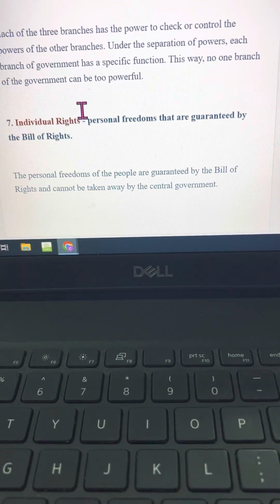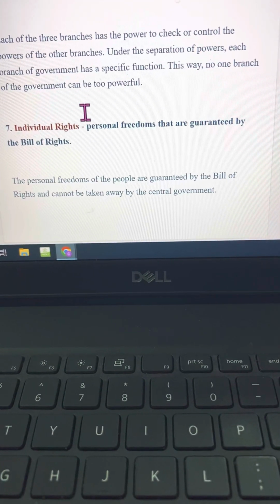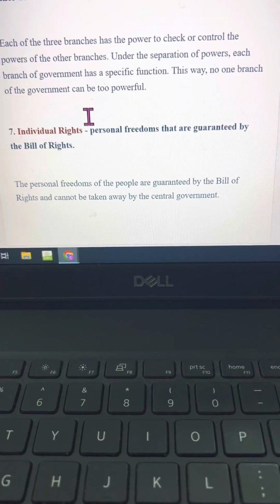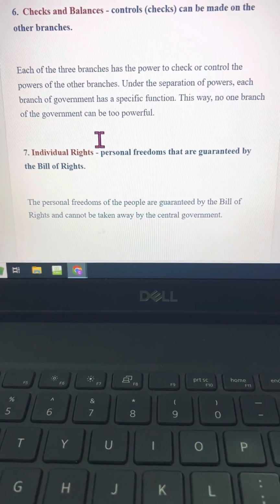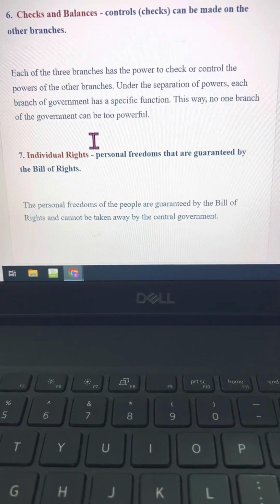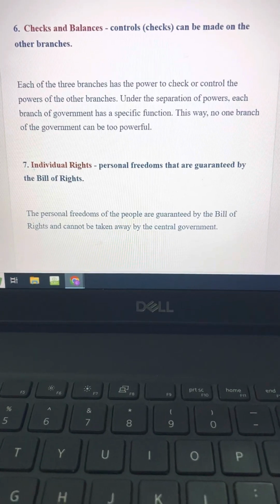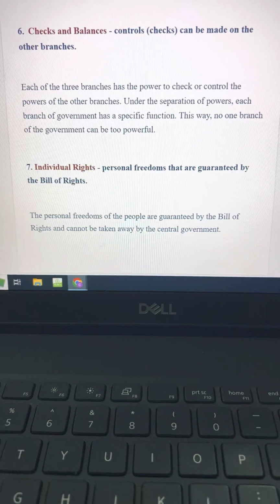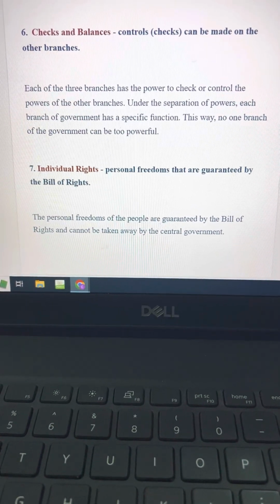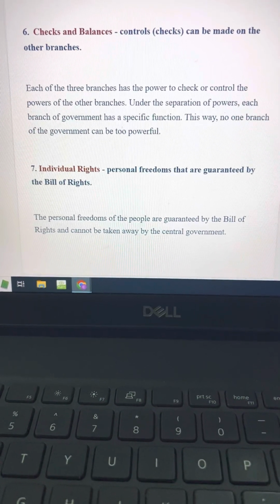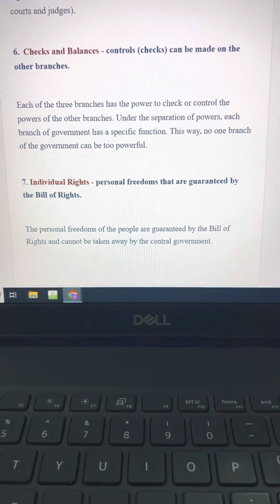Checks and balances. Controls, also known as checks, can be made on the other branches. Each of the 3 branches has the power to check or control the powers of the other branches. Under the separation of powers, each branch of government has a specific function. This way, no one branch of the government can be too powerful.